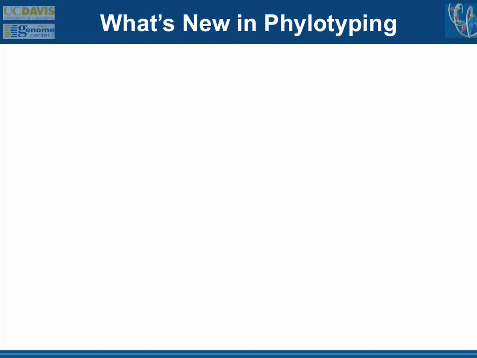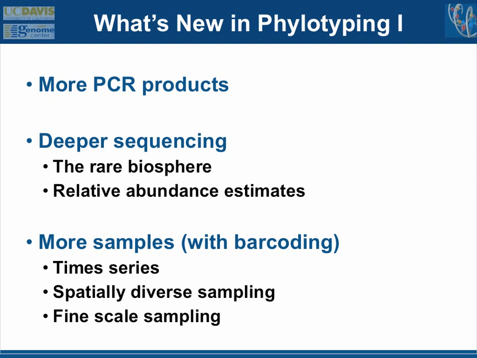So what I want to give you a couple of examples of is what's new in phylotyping, especially in the context of new sequencing methods. So one thing that's new is you can still do ribosomal RNA PCR, and lots of people still do, but what we can do is sequence very, very deeply into particular environments and characterize the tail end of the distribution, the relative abundance distribution curve, for example, something called the rare biosphere. Or what people are really doing more of is to process more samples, especially with barcoding methods. We can do time series. We can do spatially diverse sampling. We can do very, very fine scale sampling.